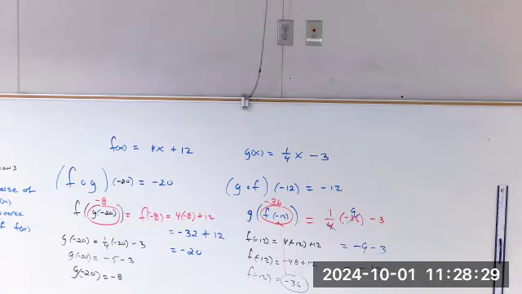G of F of X. X goes into F, F changes it into who knows what. G undoes that, changes it right back to the X that we started with.